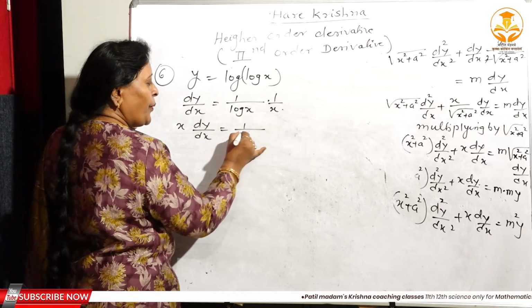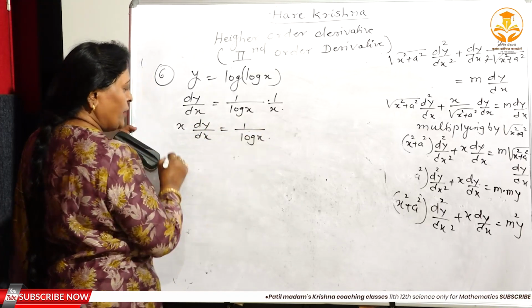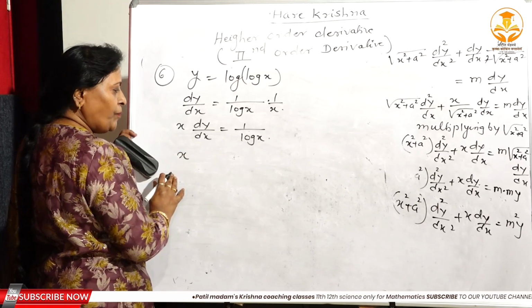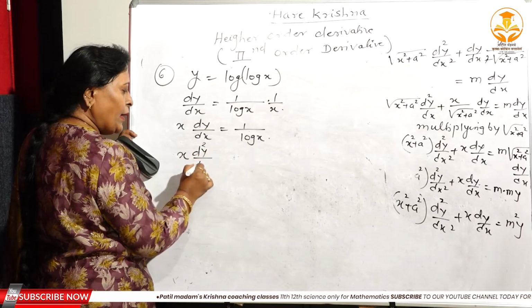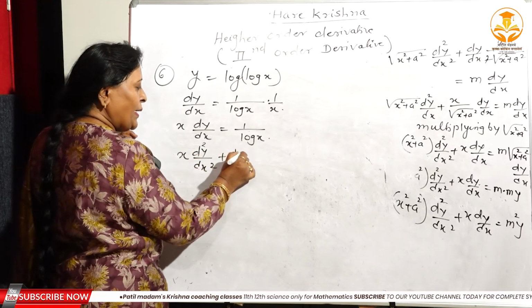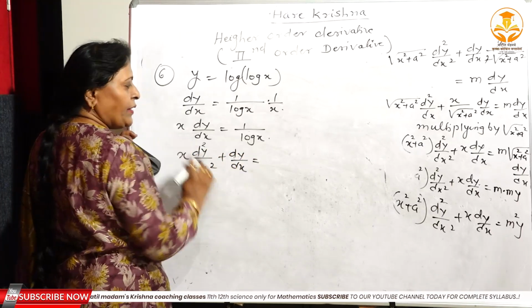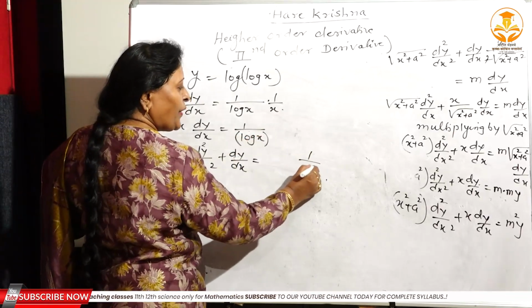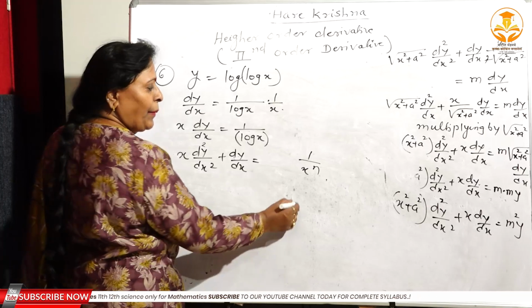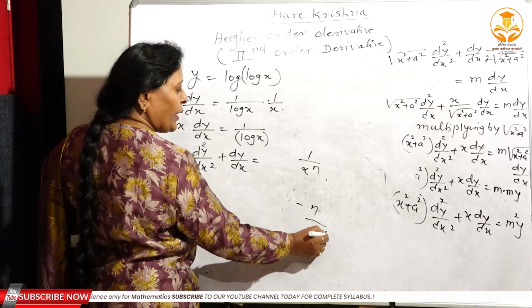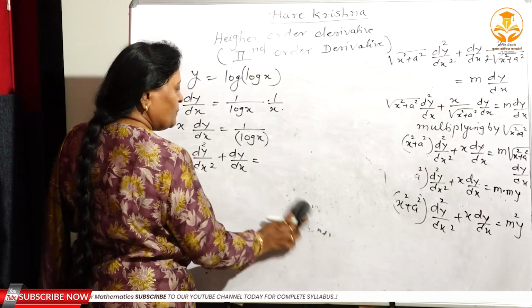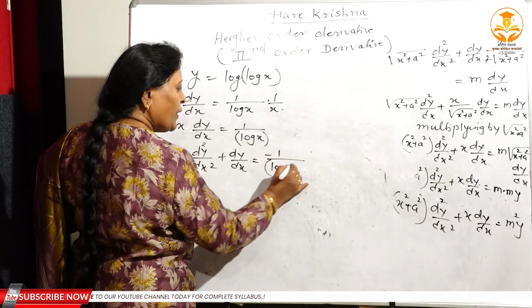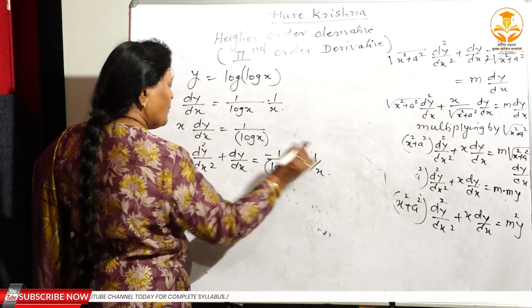It is equal to 1 upon log x. Now differentiate with respect to x. Apply multiplication rule. x remains as it is, d2y divided by dx square, plus dy by dx remains as it is. The derivative of x is 1. Again here, you have to consider this as u and apply the formula: derivative of 1 upon x to the power n is minus n divided by x to the power n plus 1. Here also minus 1 divided by log x whole square, and the derivative of log x is 1 by x.